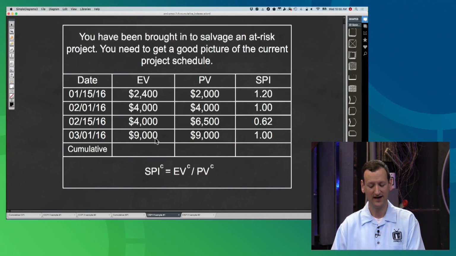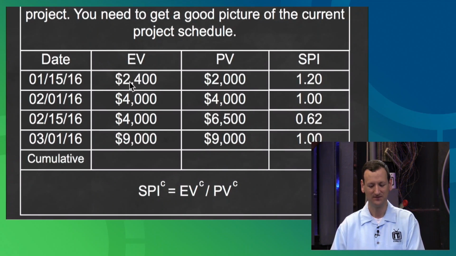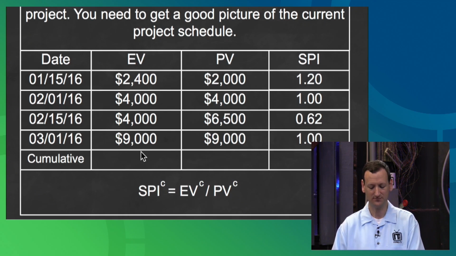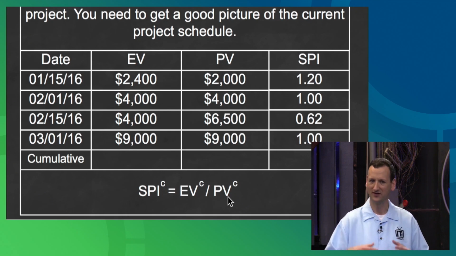We'll usually get a layout that looks something like this, right? That gives us our earned value and our planned value, or we might have to calculate those out. And then our SPI if that's been calculated out. But then we just sum up these numbers and we run them through that formula, earned value divided by planned value, if we want to get that picture of health.